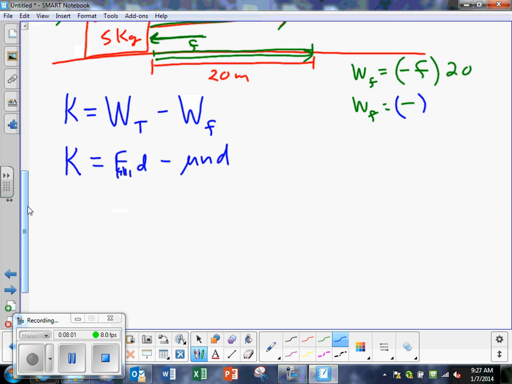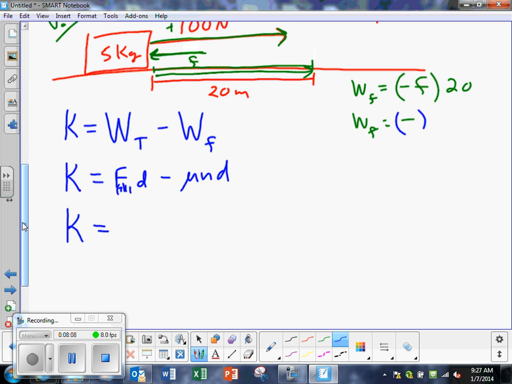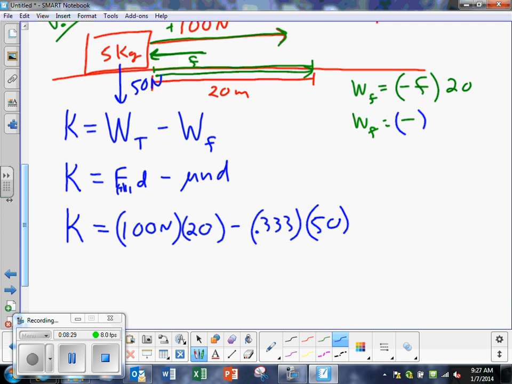Okay? But the kinetic energy then would be the applied force of tension, which we have as 100 newtons, over 20 meters, minus mu, which is 0.333. The normal is 50 newtons, right? So it's 50, and the displacement is 20. So my kinetic energy increase is quite a bit: 1,666.67 joules.